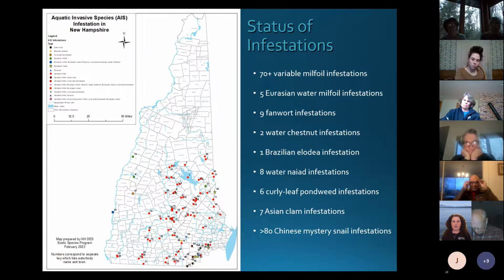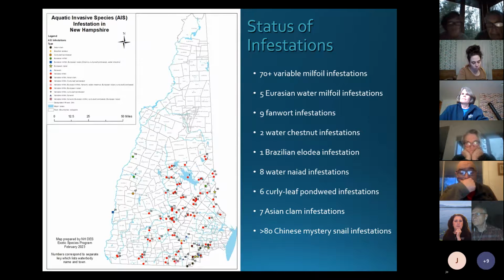Just a few more slides. Just going to give you an idea of the state of the state. So this is the current distribution of invasive species in New Hampshire. You can see all of these red dots. That's all variable milfoil, and that's why I call that one sort of the poster child of invasive species in New Hampshire. And then we have a scattering of other different invasive plants that have been documented in the state. And this is not because we don't survey up in northern New Hampshire. We just haven't discovered any infestations up there yet. All of our infestations are in the southern part of our state so far.